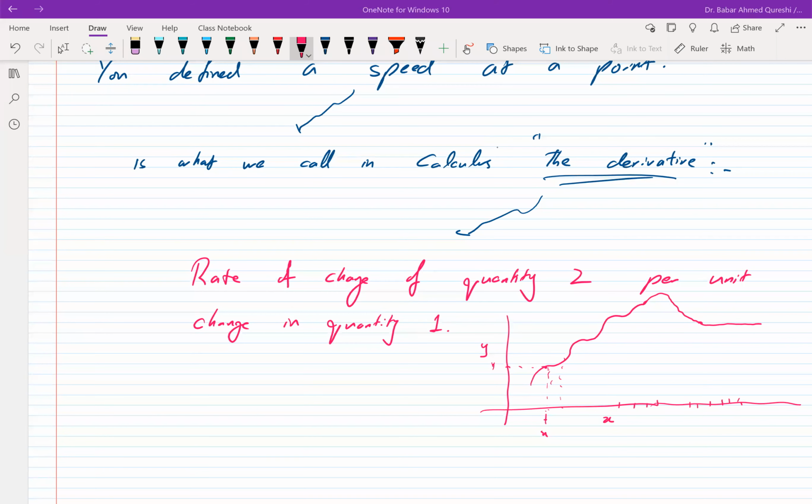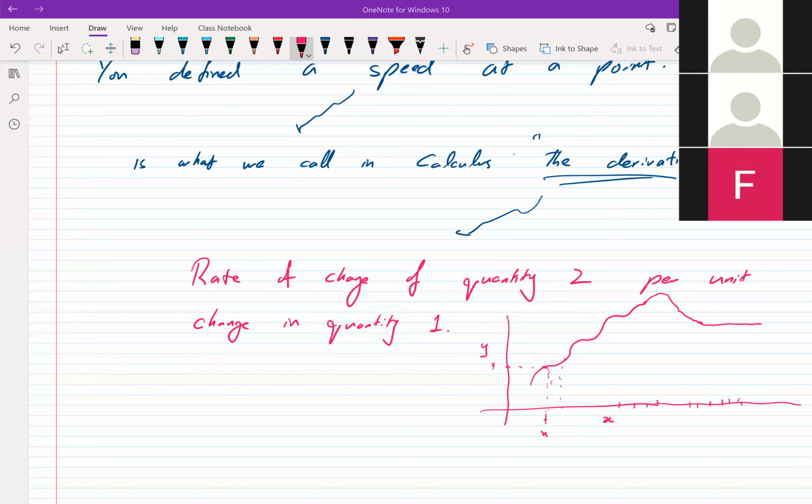Sir, can we have only two quantities, or can we take more than two quantities? Yeah, as I gave an example, you can have one quantity depending on many other quantities. Literally 3, 4 thousands of them. You encounter them in problems.